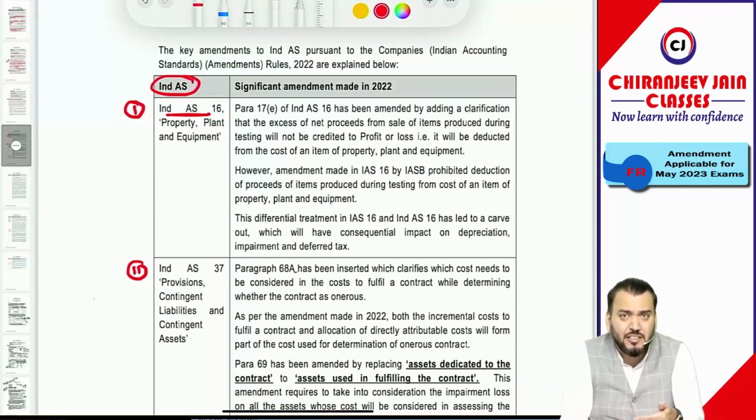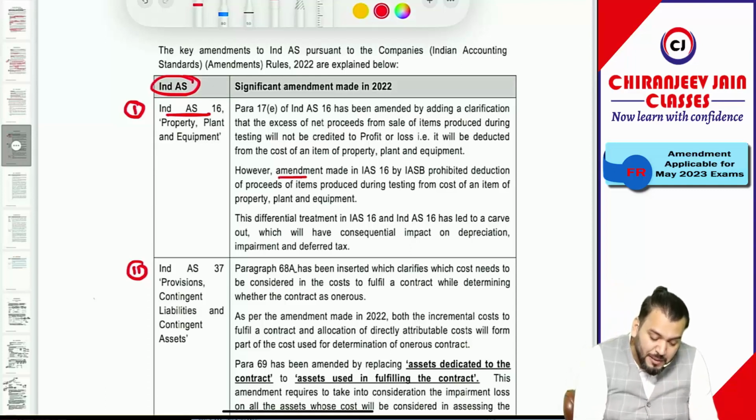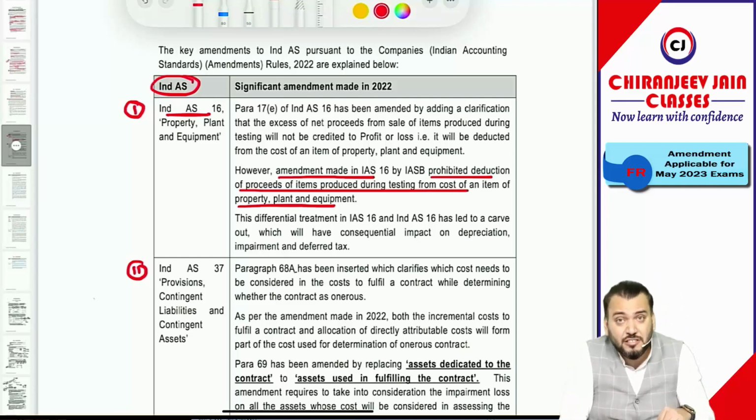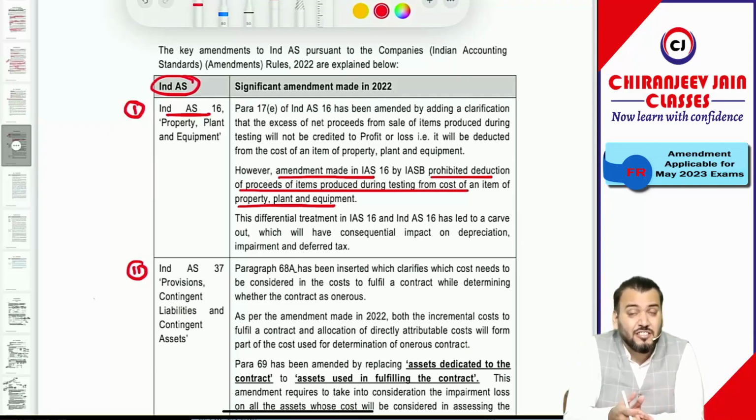But what happened in recent time, there was one amendment in IAS 16. So first we need to understand what the amendment in IAS 16 was. The amendment made in IAS 16 provided deduction of proceeds of items produced during testing from the cost of an item of PPE. Due to this amendment, now as per IAS 16, such deduction is not allowed.